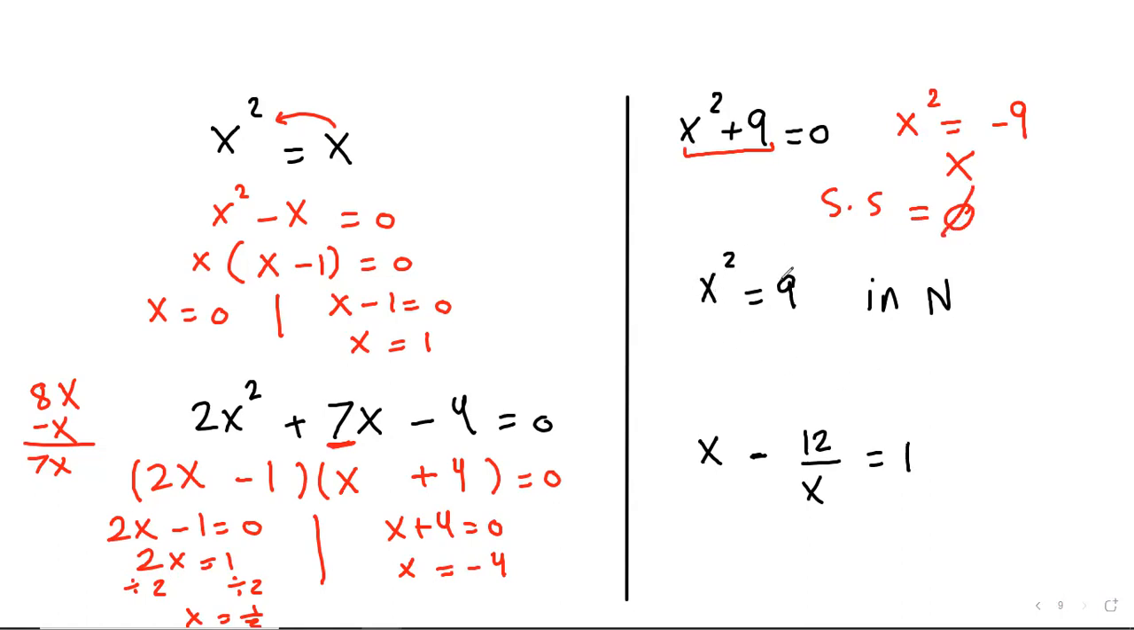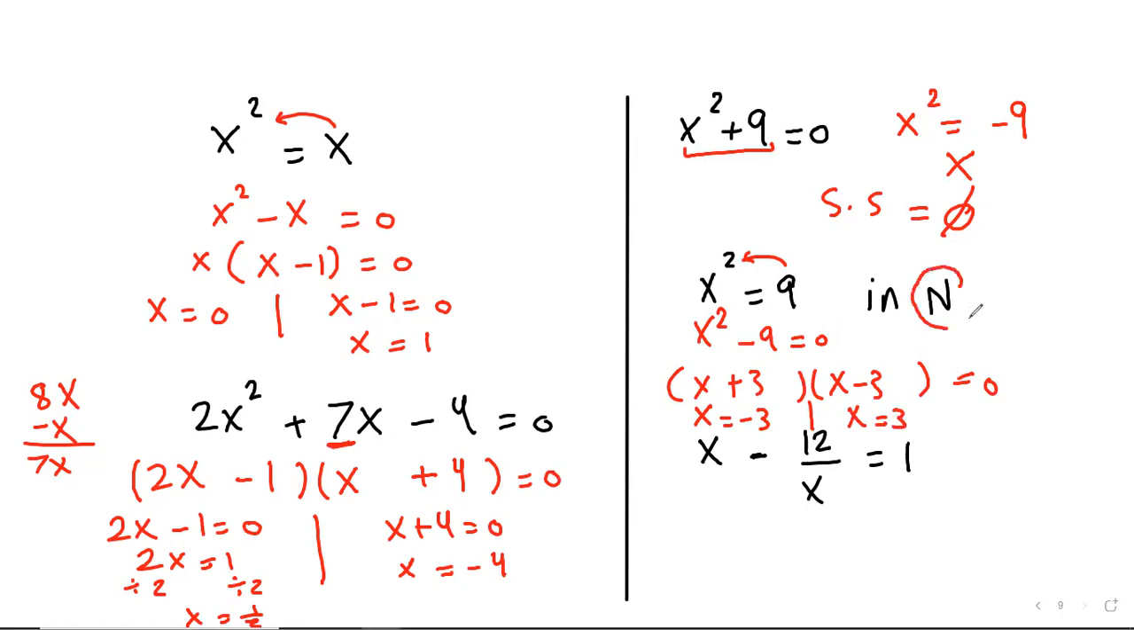But if x to the power of 2 equals 9, we can move 9 to the other side. It will be x to the power of 2 minus 9 equals 0. Then factorize it, the difference between two squares: x plus 3 and x minus 3 equals 0. Then here we have two solutions. The first one is x plus 3 equals 0. From that, x equals negative 3. And here x equals 3.